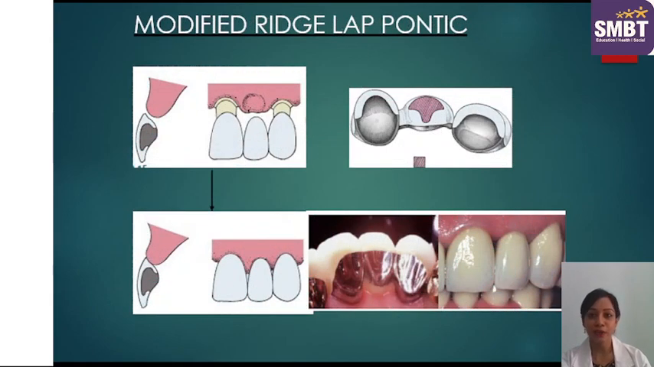So if we have a look at the cross section of this Pontic, you can see that the contact is now limited to a T-shape and it is no longer covering the entire ridge like we saw with the saddle type, that is the ridge lap.